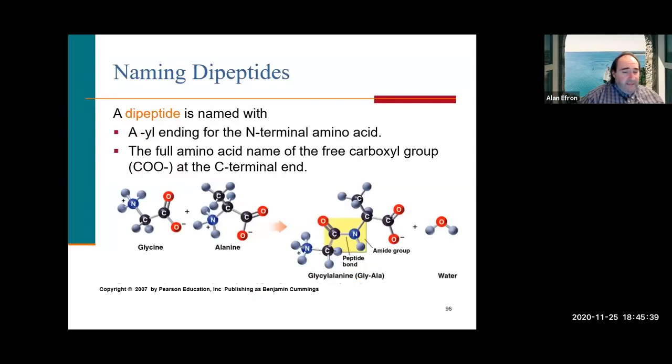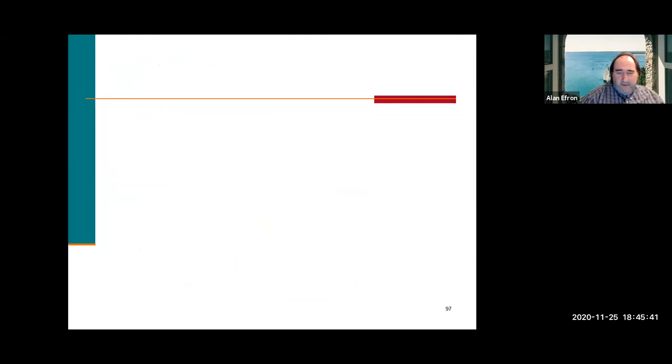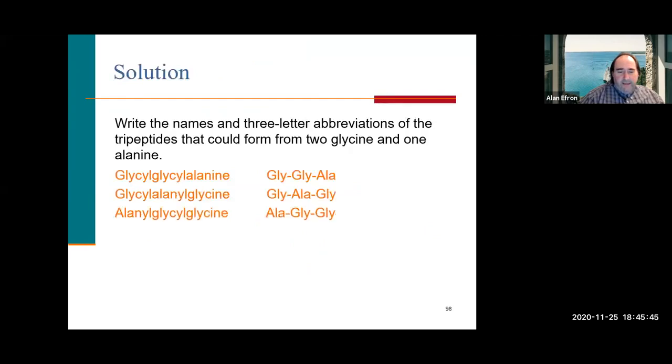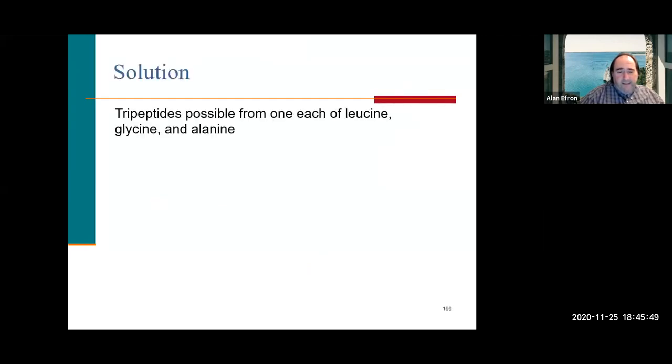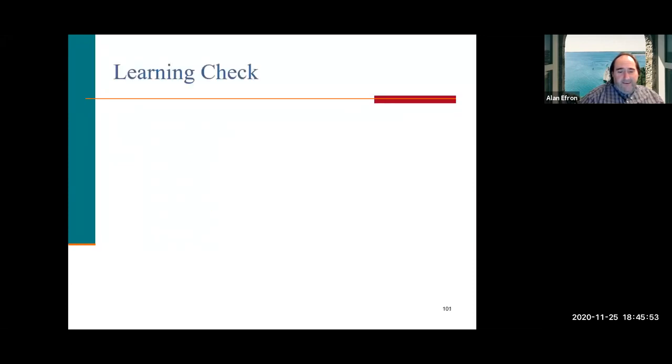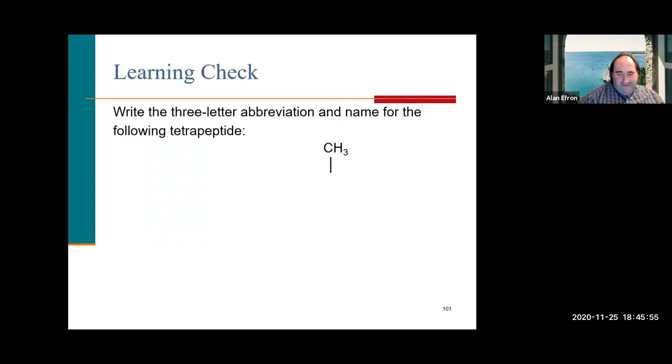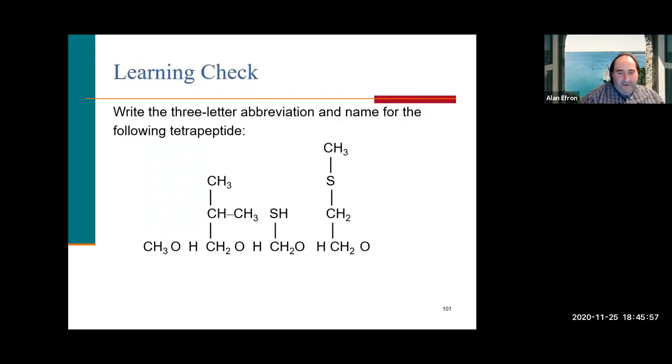All right, so naming dipeptides, you do not have to worry about it, so don't worry about that slide. Don't worry about that slide. Don't worry about this slide. Don't worry about this slide. Don't worry about this slide. See, good lecture. Don't worry about this slide either. At some point, we may worry about something.